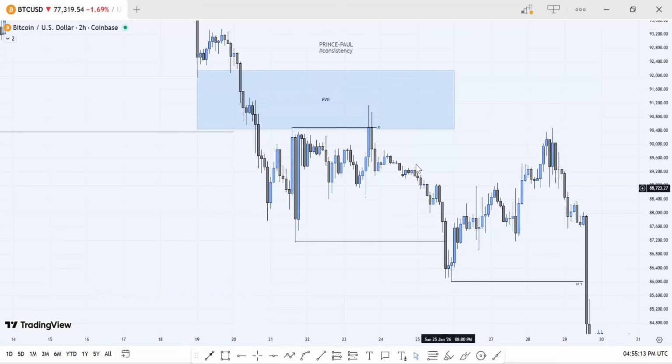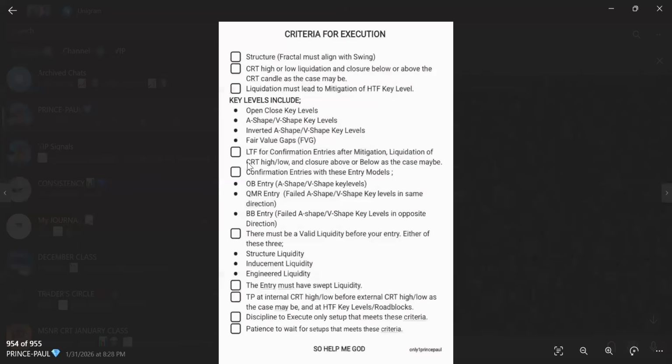Now, how do we frame our entries? If you go back, let's go back, because this is going to be the reference point. So to get back to the criteria for execution, the confirmation entries are one of these entry models. The OB entry, which is an A shape or V shape level entry, right? So the A shape is for sells, while the V shape is for buys, right? Then a failed A shape or V shape level entry in the same direction of price. Right? So it means if there was an A-shaped level entry that failed and continued in the direction of price, then that's what we're going to be working with. And the deal breaker block entry, failed A-shape or V-shape entry in the opposite direction of price and all that.